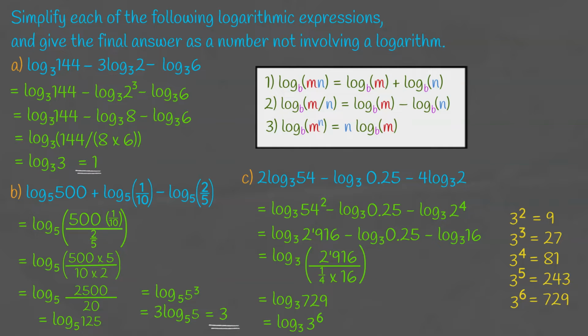So now we can use rule 3 to bring the exponent down in front of the logarithm. So we get 6 log to base 3 of 3. And as we know, log to base 3 of 3 is equal to 1. So the answer is 6.